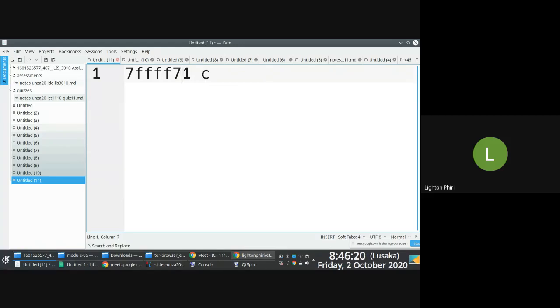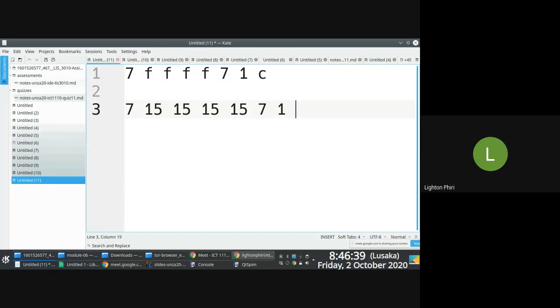We separate these into the equivalent symbols, and then we convert the symbols into the equivalent base 10. Converting them into base 10 is trivial. 7 is 7, F is 15, F is 15, another F is 15, another F is 15. 7 is 7, 1 is 1, C is 12, right? And then you convert these lone decimal digits here into base 2. Do you understand this?